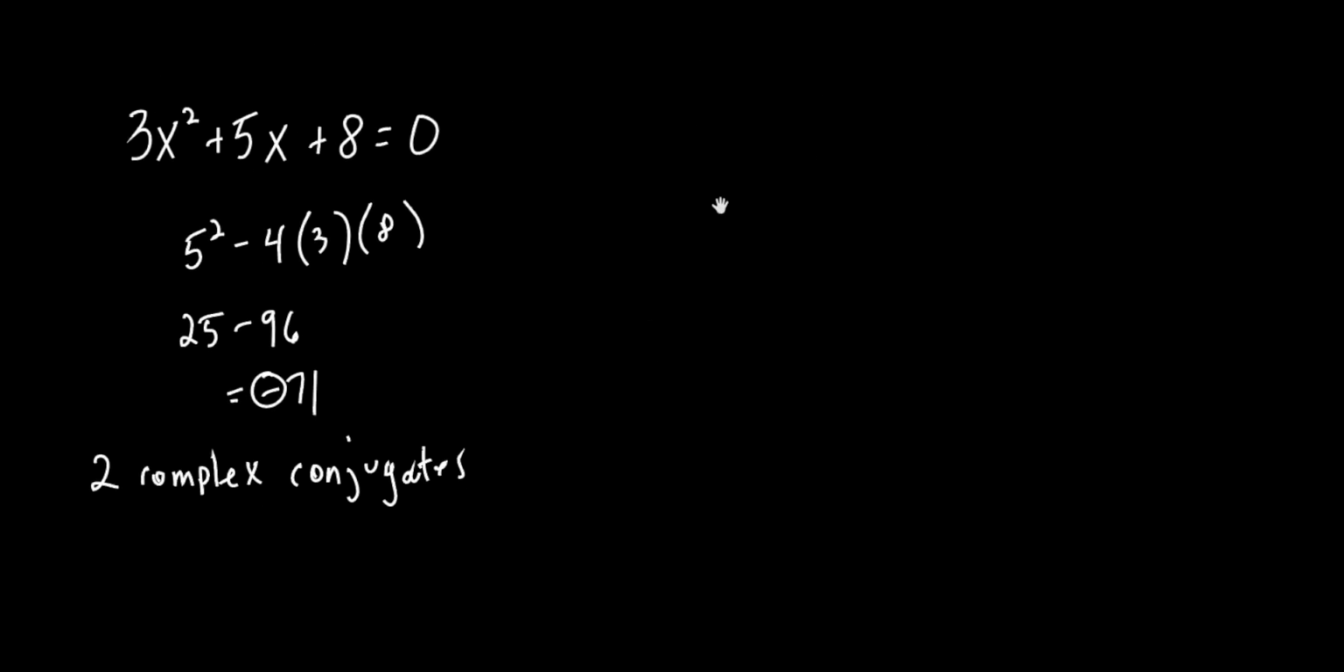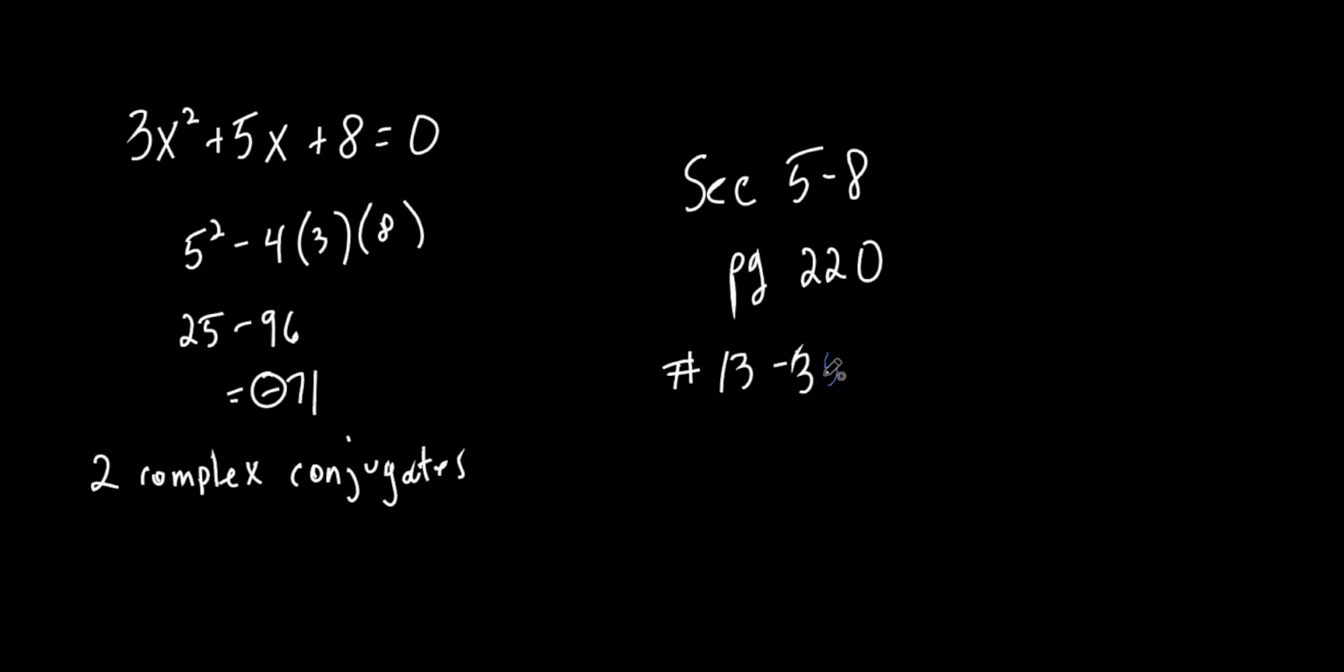All right? There's one more thing we didn't quite get to, and I really wanted to, but you should be able to do most of the stuff here. All right? So it's section 5.8, page 220. This is all on facts, so you could always look it up. 13 to 35, and you just do the odds.